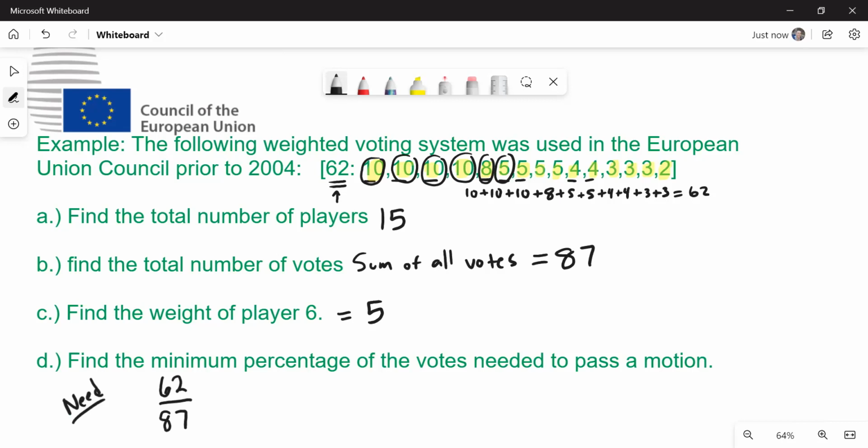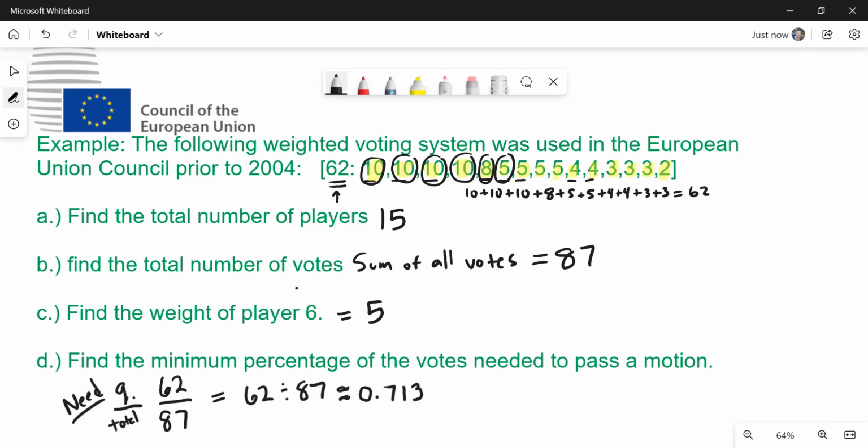That's just what you do: you put the quota over the total number of votes, right? That's where that comes from. Grab a calculator and divide. 62 divided by 87, you're going to come up with a decimal. I do that on my calculator, and I get 0.7126436. I'm going to round off to the third decimal place. I'm going to call it 0.713, all right?